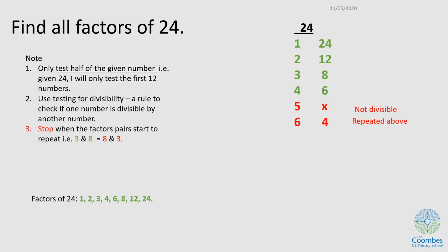Now this is my second number, 24. How do I go about finding factor pairs of 24? Again, I know 1 is a factor of any number, so 1 and 24, then 2 and 12, 3 and 8, 4 and 6. Now 5 is not a factor of 24, but 6 and 4 is just a repeat of the previous one. So I will stop here and list all my factors of 24. So the factors of 24 are 1, 2, 3, 4, 6, 8, 12, and 24.